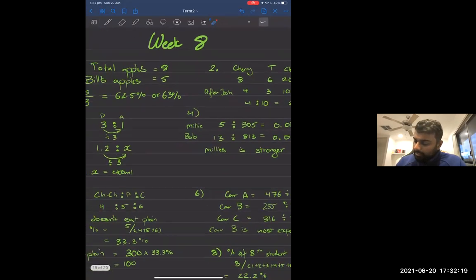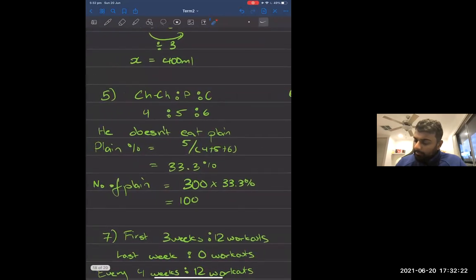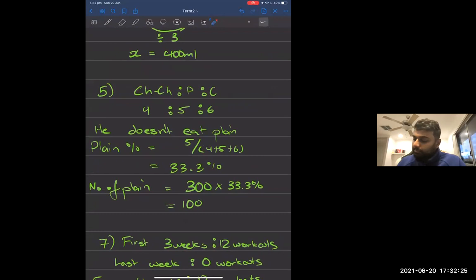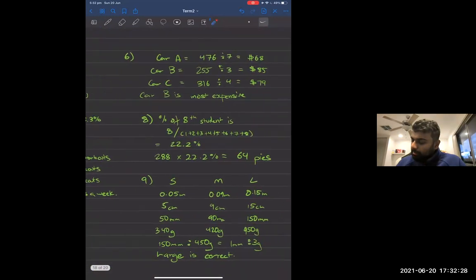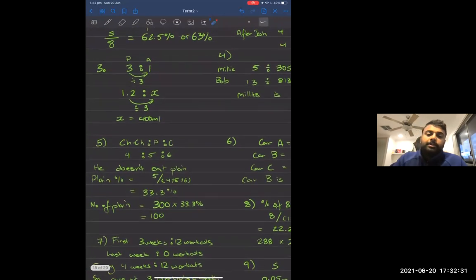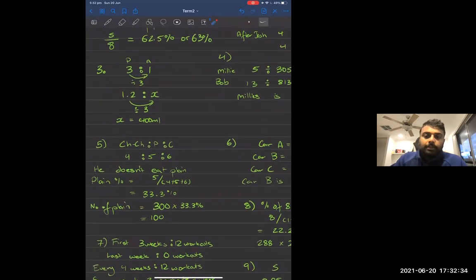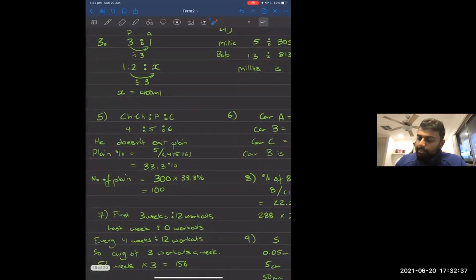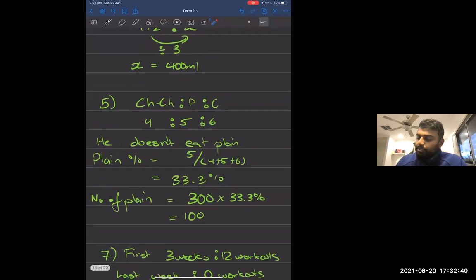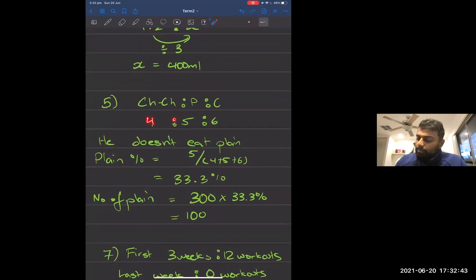Question number 5. Okay. So question number 5 and question number 8, I've got a simpler version for you guys that makes it a bit easier, if you want to understand it a bit easier as well. So there's 3 flavors of cookies, right? Choc chip, plain, and chocolate, okay? It is 4 to 5 to 6, okay? And basically, the easiest way to find out is that we know that he doesn't eat anything that's not chocolate in it. So he will be eating choc chip. He will be eating chocolate. So there's plain left over.